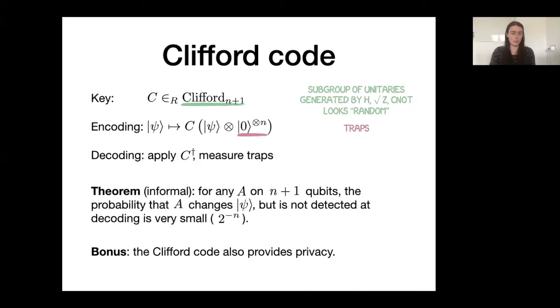As a bonus, I already hinted at it a little bit, the Clifford code also provides privacy. So it's also an encryption scheme. And this is actually the property of all quantum authentication codes. A quantum authentication code is necessarily also a quantum encryption scheme.